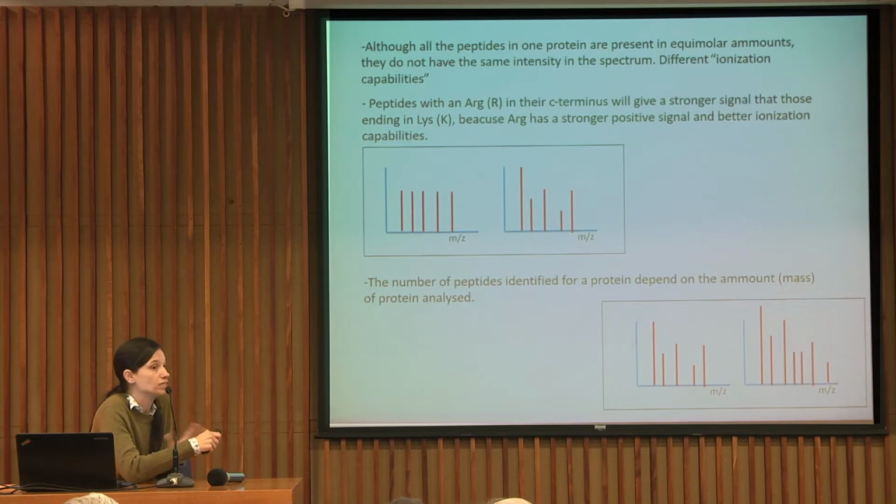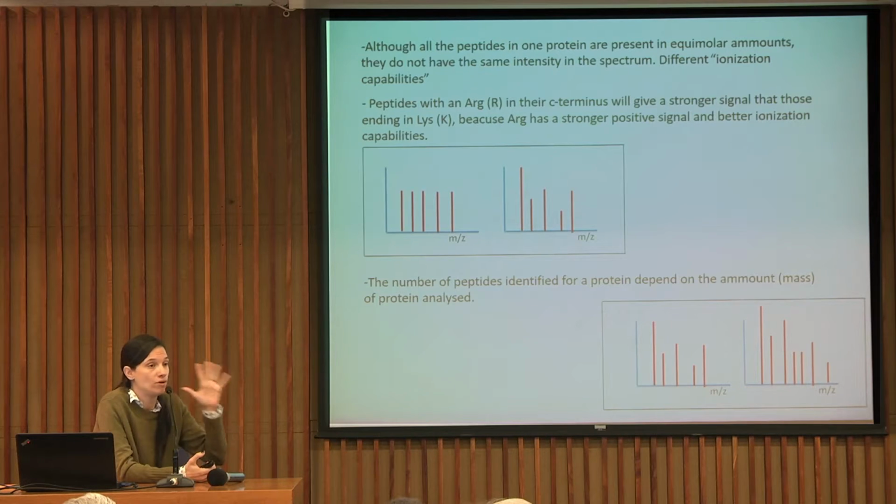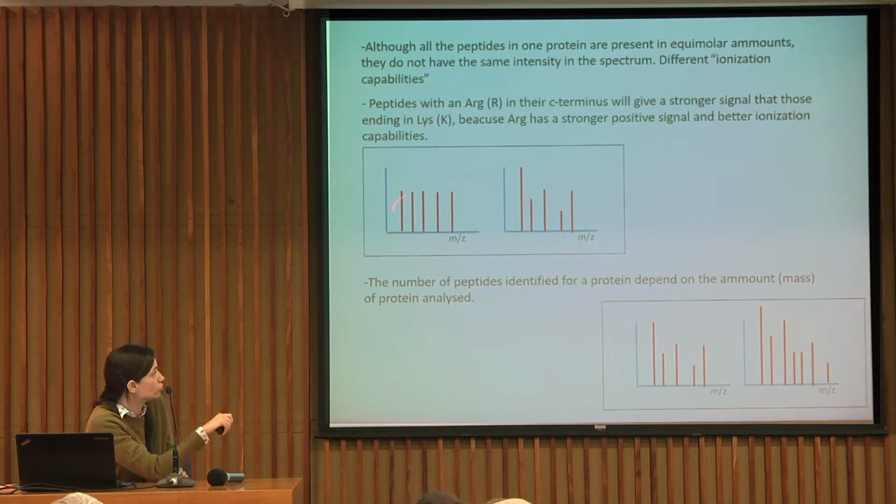So this is how we identify proteins by peptide mass fingerprinting, or MS. There are two important things that I'd like to point out. Although all the peptides in one protein are present in equimolar amounts, that is to say, I digest a protein, I have 5 peptides, and they all have the same abundance, when you take a look at an MS spectrum, you would expect to see this, right? Intensity is proportional to the abundance of a peptide. But what we actually get is this.